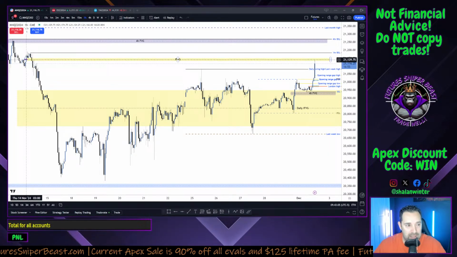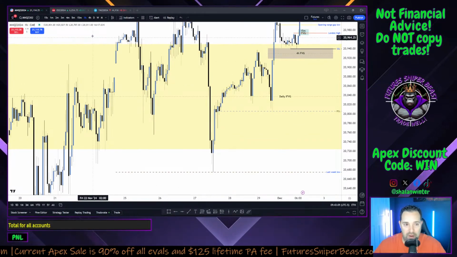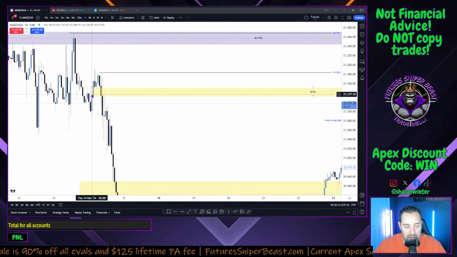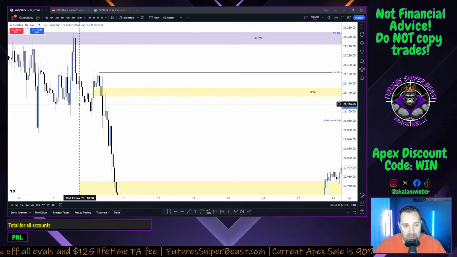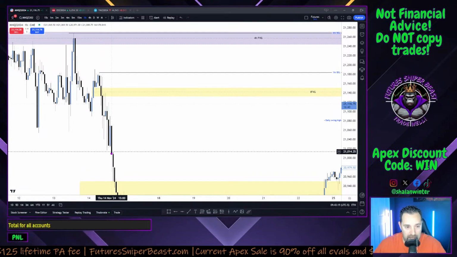The 1 hour, there's this little bitty inversion. It's not even that big. It can be very easily missed. It's right here. This is an inversion. It's a fair value gap going up, which is called a BISI. And then it shot right down through it.